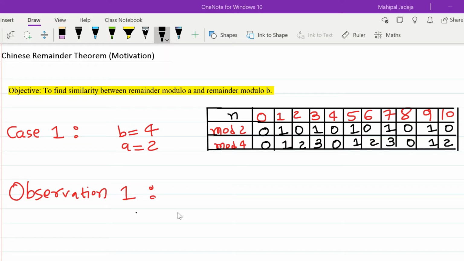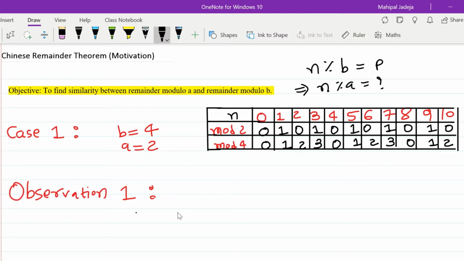Hello friends, the objective of today's tutorial is to find similarity between remainder modulo A and remainder modulo B. So that means, let's say I have some integer n and n modulo B is, let's say, some number p. Now from this, what can I say about n modulo A? That is the question, right?